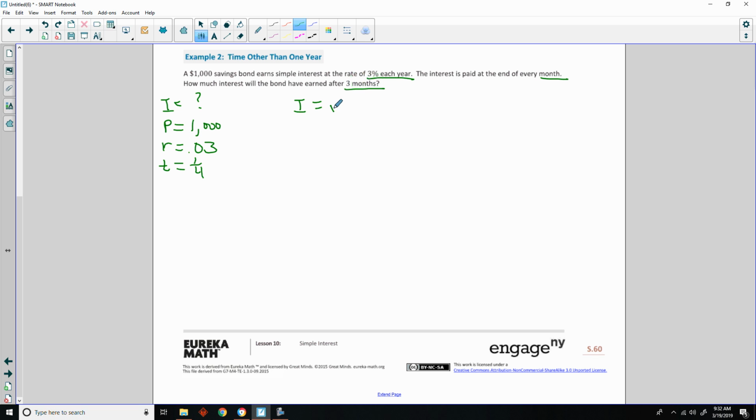So I equals PRT. I equals 1,000 times our rate, 0.03, times our time, or divided by 4, times a quarter. So I equals 1,000 times 0.03 moves the decimal 3 places to the right. 1, 2, so that'd be 30 times a quarter. So I equals, 4 goes into 30 7 times with a remainder of 2, 7.5. So the interest is $7.50 after 3 months on $1,000.